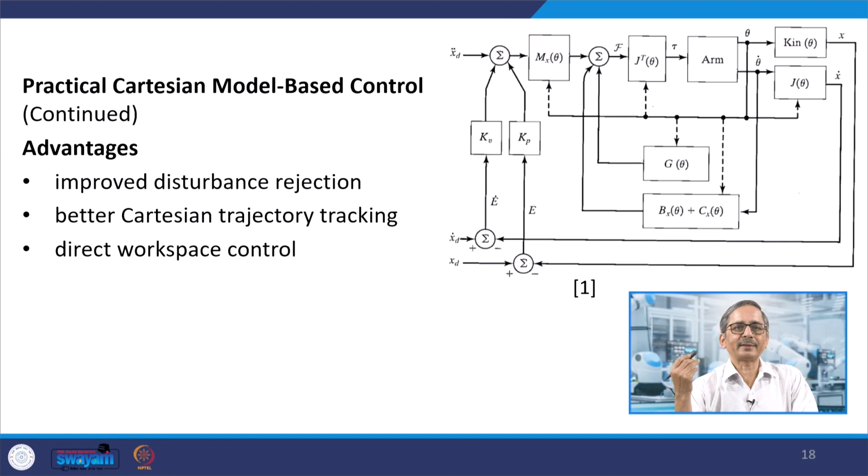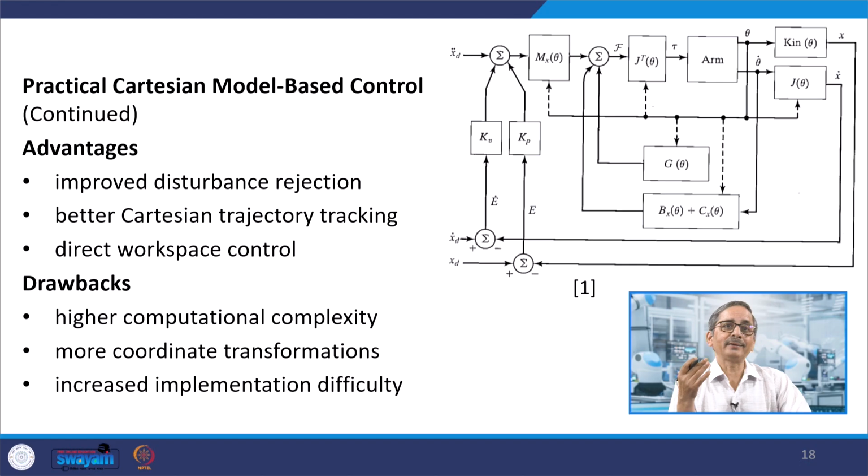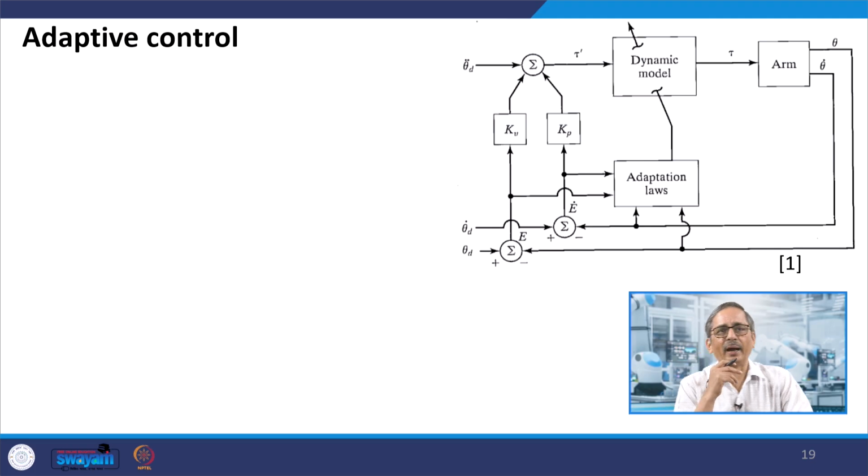If you look at the advantages of this one, we get improved disturbance rejection, better Cartesian trajectory tracking, and we have the direct workspace control which we have been looking for. And if you look at the drawbacks, we have higher computational complexity, more coordinate transformations, and increased implementation difficulty.